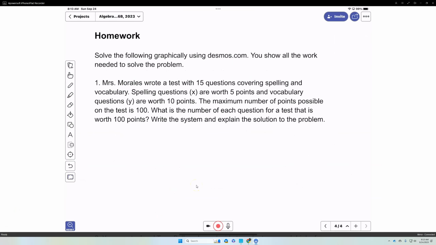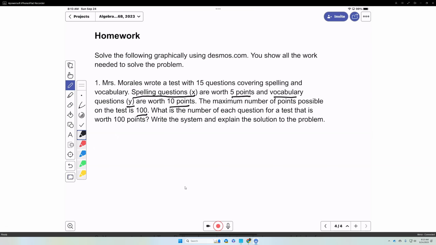So if we go back to our exit ticket, it says Ms. Morales wrote a test with 15 questions covering spelling and vocabulary. Spelling questions, we're going to use x, and they're worth 5 points. Vocabulary questions are worth 10 points. The maximum number of points possible is 100. What is the number of each question for a test that is worth 100 points?